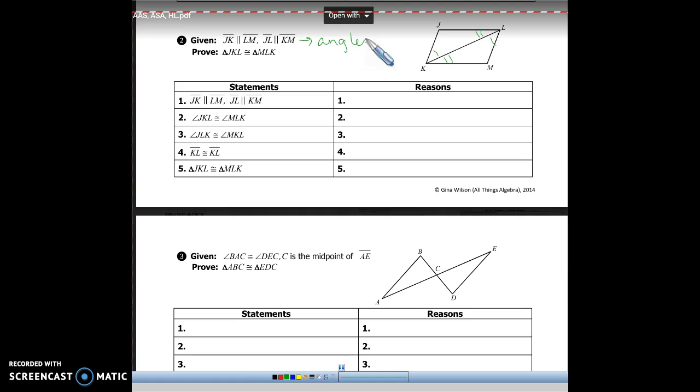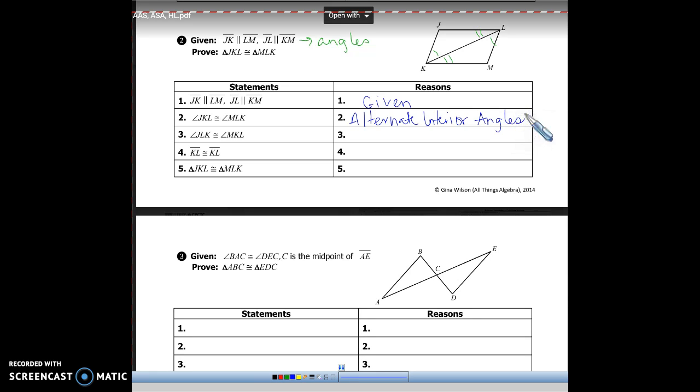So filling out our proof here, our two sets of parallel lines is given. Angle JKL and angle MLK, we already have that marked. They're congruent, and we said they're congruent because there were parallel lines cut by a transversal. They were alternate interior angles. That's why they're congruent: alternate interior angles.